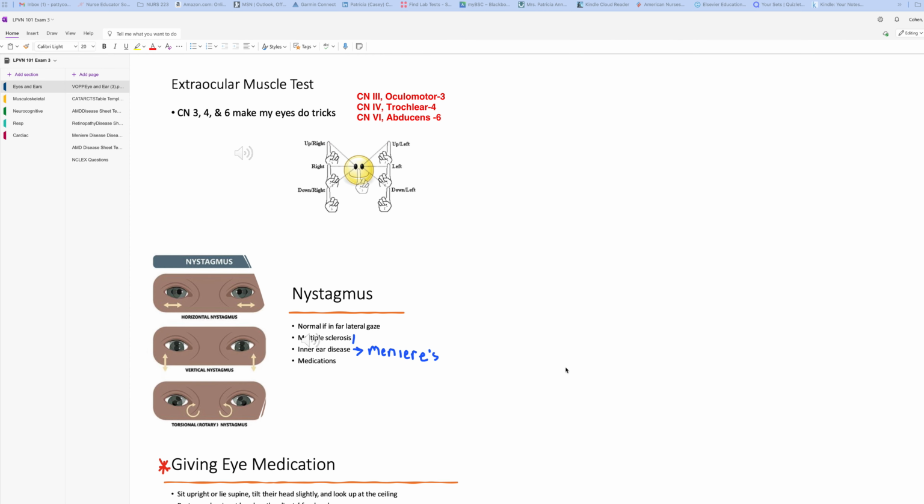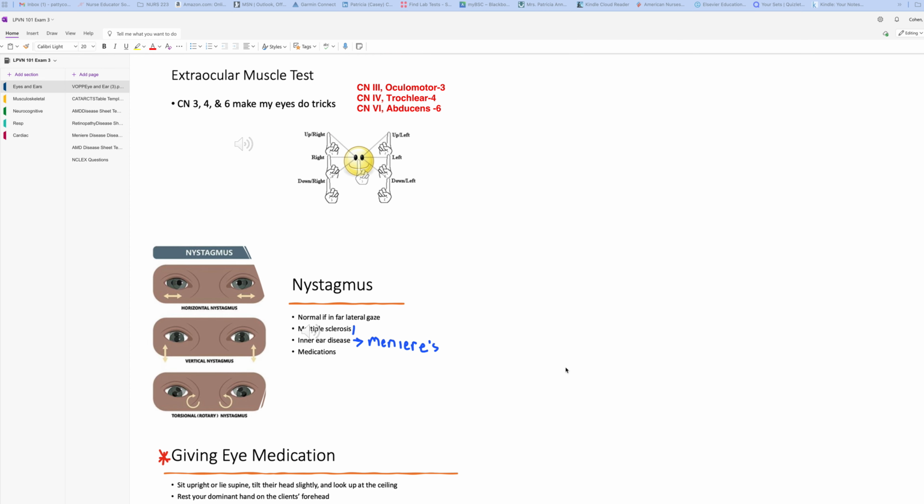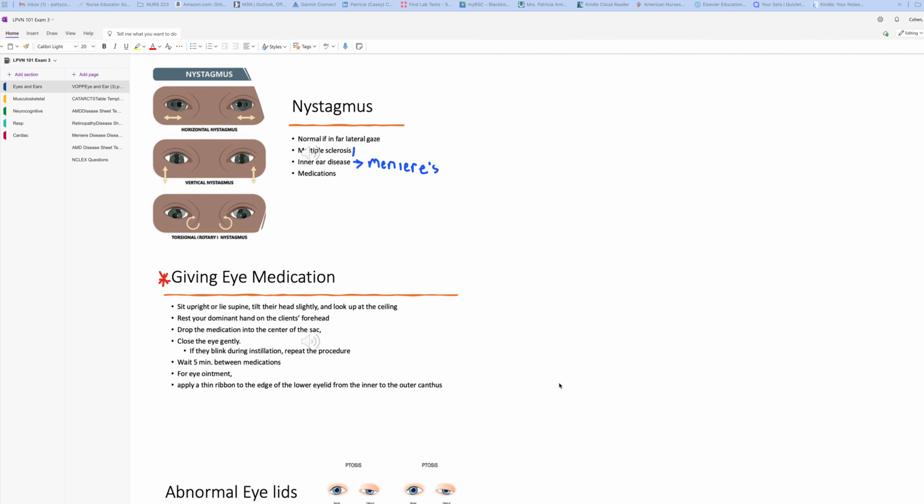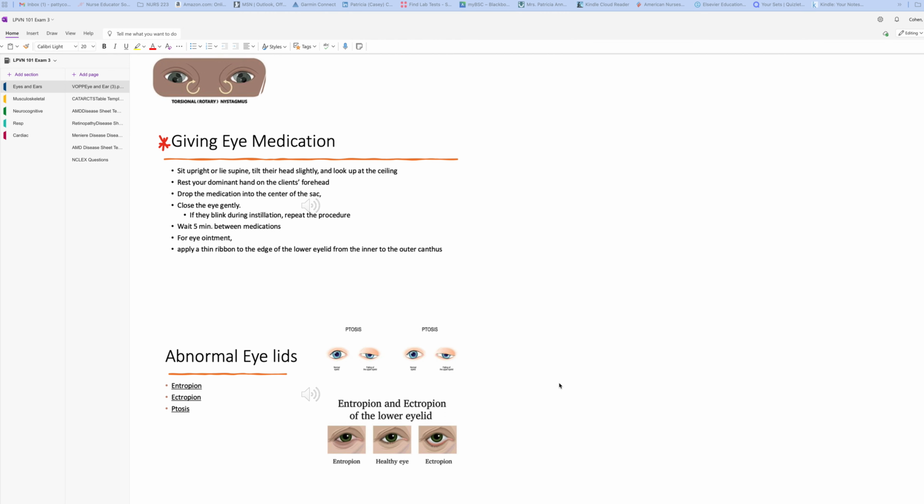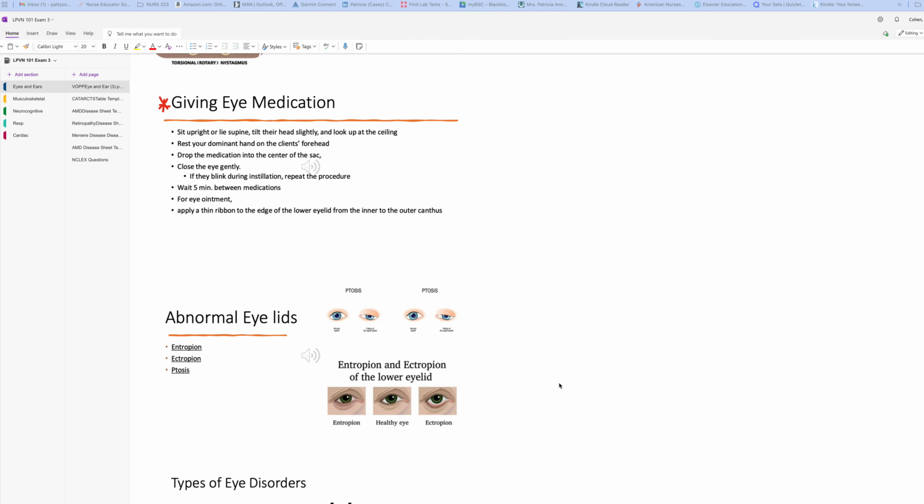Nystagmus. Okay, nystagmus can occur. This is involuntary movement of the eyes. It's only normal on extreme lateral gaze. It could indicate that your patient has multiple sclerosis, an inner ear disease like Meniere's disease, which you need to know for this exam, or it could be they're on medications like phenytoin, okay? When you're giving eye medications, okay, read that over. You need to know how to give eye medications.